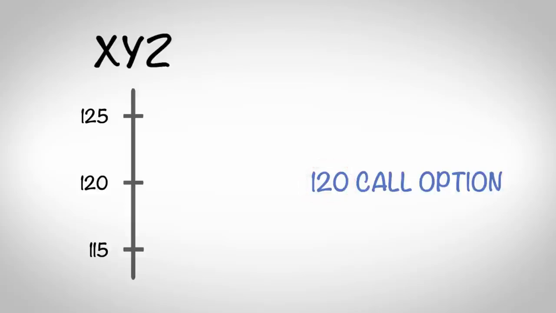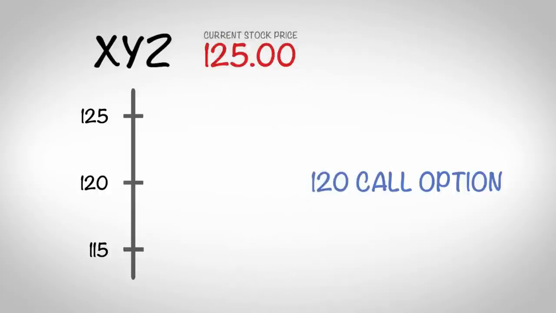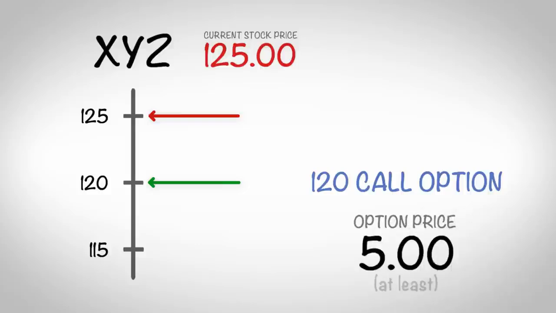So what if the current stock price is at 125 per share? Well, if the current stock price is at 125 and you own an option that gives you the right to buy stock at 120, then that option is going to be worth at least $5, right? Because if you exercise the option, you would have an immediate $5 per share profit.